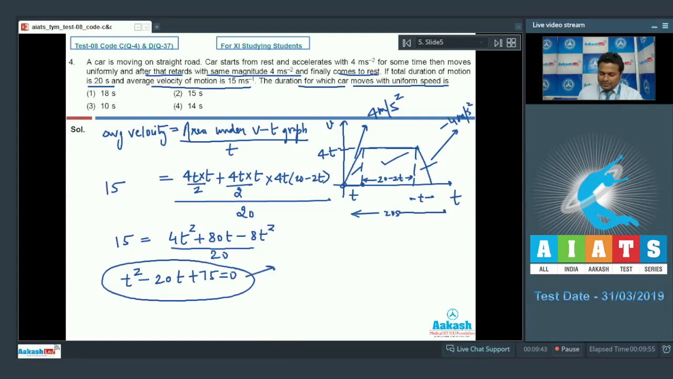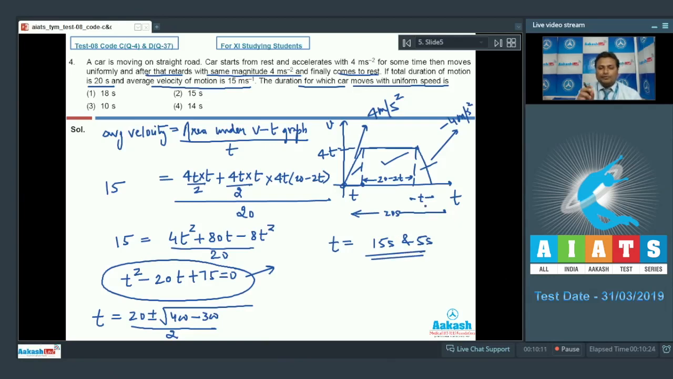When we solve this quadratic equation for t using the Sridharacharya method, we will get t equals minus b plus minus under root b square minus 4ac, that is 20 plus minus under root 400 minus 300, whole divided by 2. We will get two values of time, that is 15 seconds and 5 seconds. So the car will move with a constant speed between the time from 5 to 15 seconds.